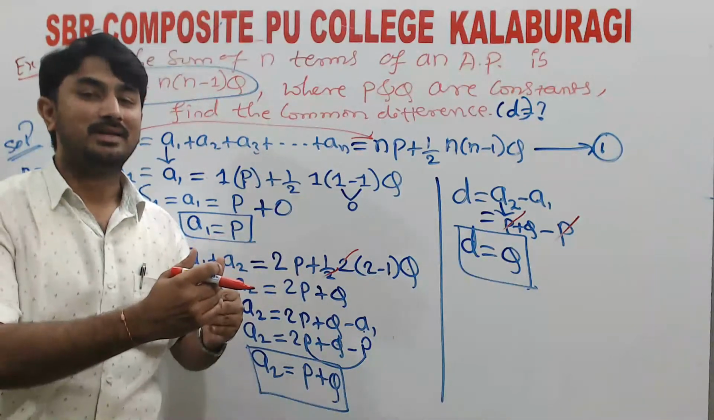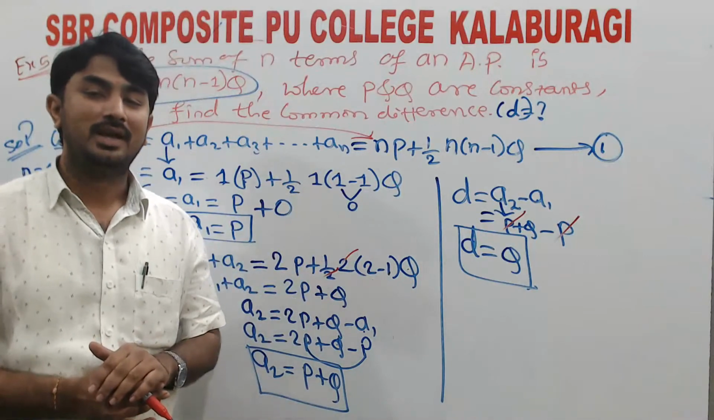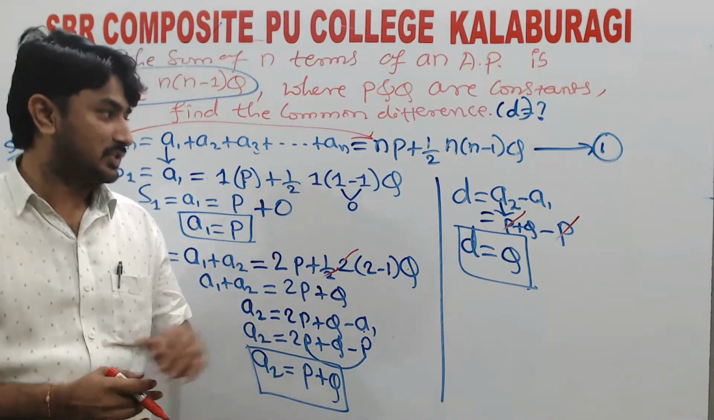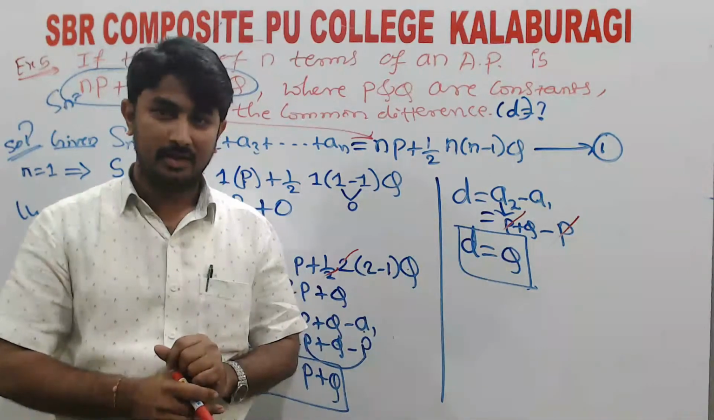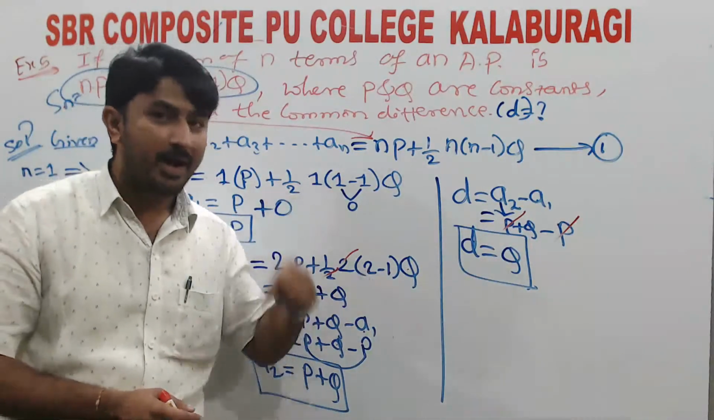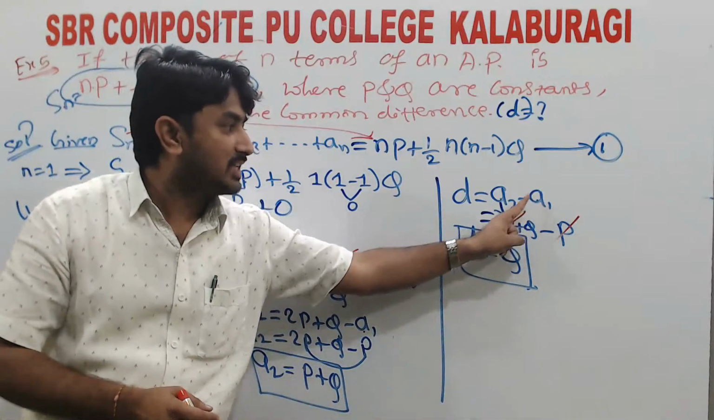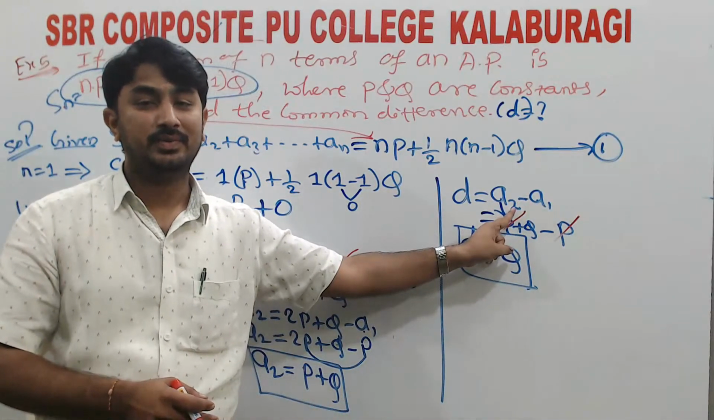Second term minus first term gives a common difference value. That's why A2 minus A1 gives the common difference, so we need to find the A1 value as well as the A2 value.